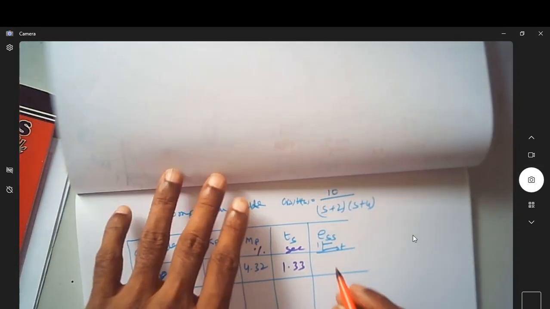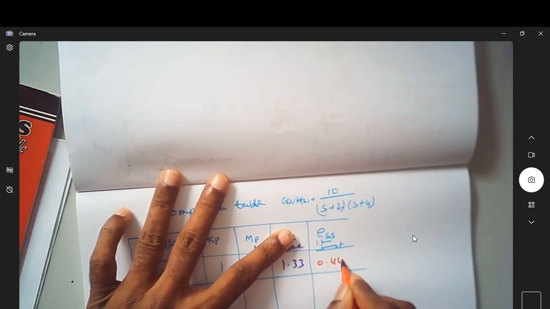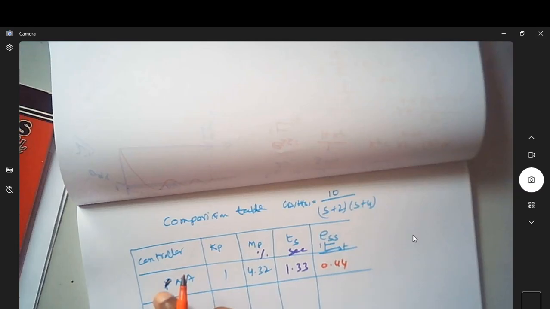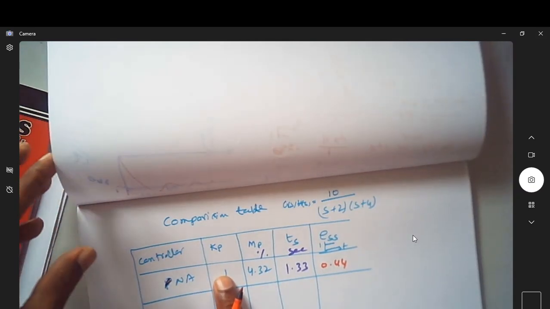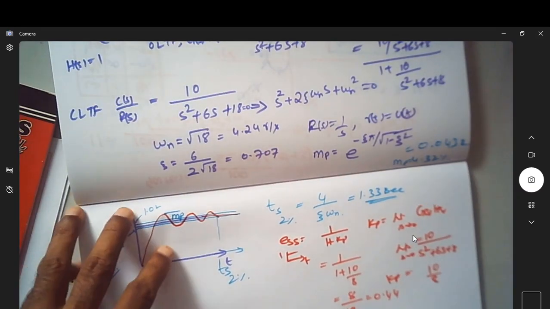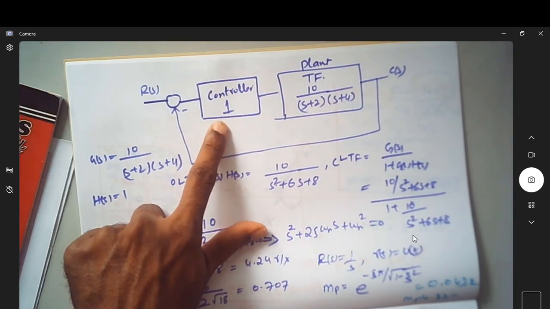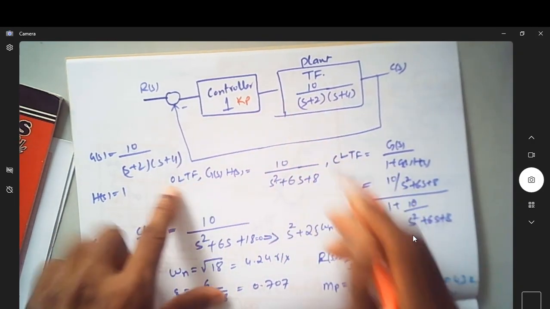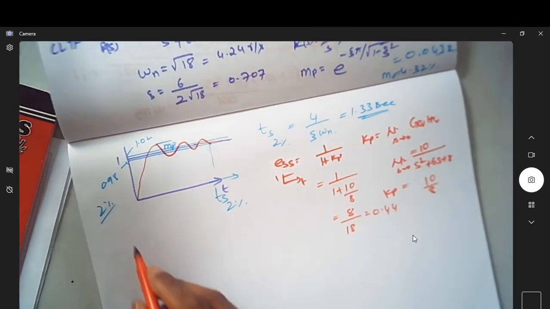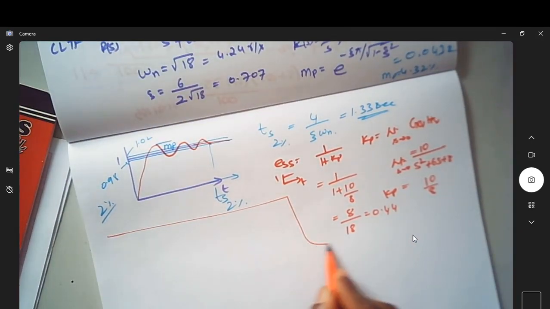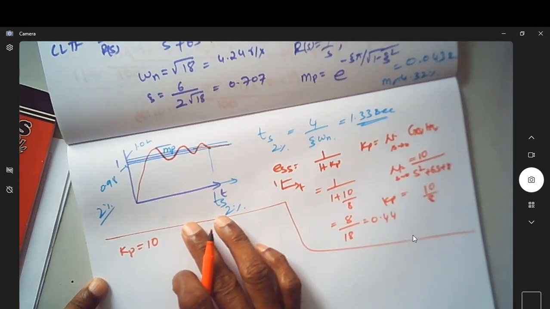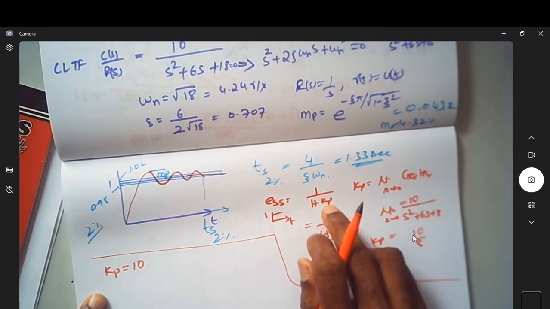So let me just put it here. This is 0.44. This is without having any controller. So no controller is used. So we took the value of Kp so and so. Now let us consider a controller. Let me have a controller whose value is 10. So now when you have a controller with Kp equal to 10, of course don't get confused with this Kp, this is different.